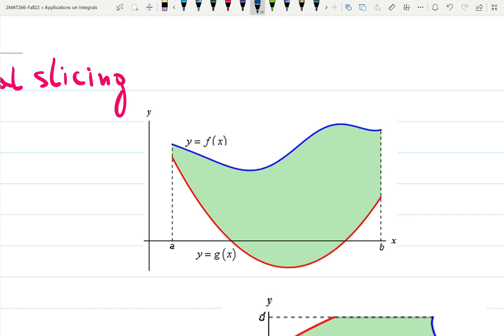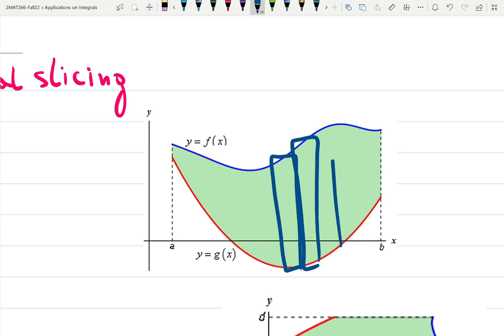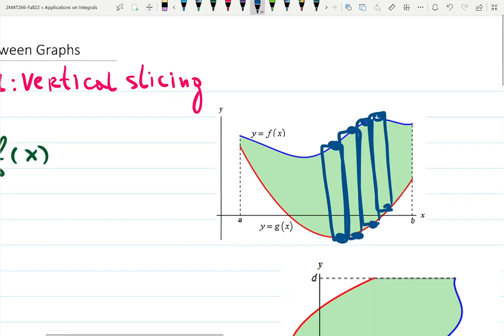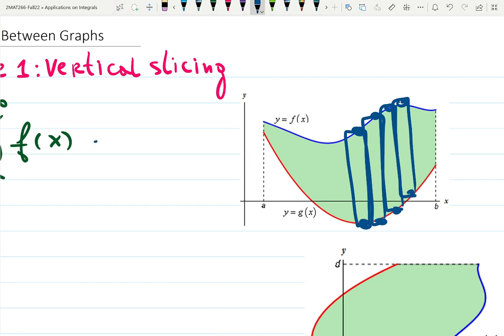go back to rectangles: left point, midpoint, right point. So when it was below the graph, it was like so, and we were approximating with rectangles. Well, now, why not do the same thing with two graphs? Just put lots of rectangles, and now the problem is that you will have to figure out where the rectangle touches the function at the top and touches the other function at the bottom. So instead of f of x dx, we will have f of x minus g of x dx.